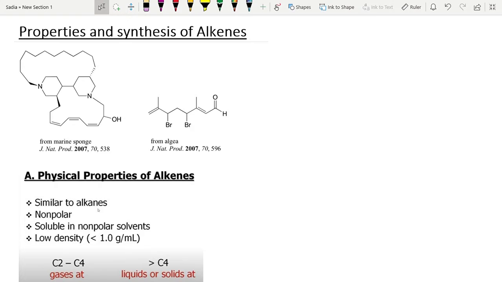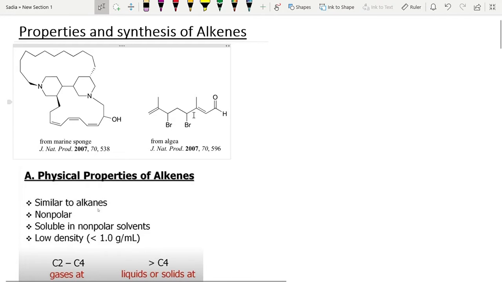Let's start the topic properties and synthesis of alkenes. As you can see here, we have two molecules. One is from a marine sponge and another from algae. This compound contains 3 carbon-carbon double bonds, and this compound also contains carbon-carbon double bonds. Basically, these double bonds show that these are alkenes.